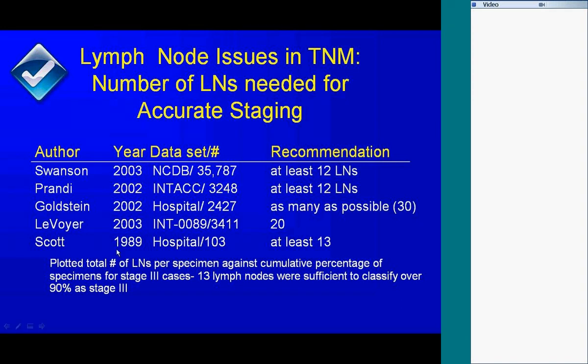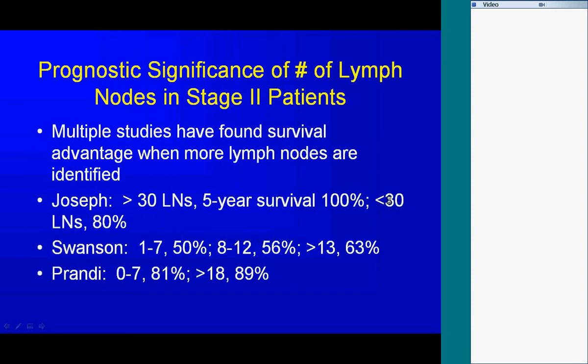And the one that's quoted most often is this Scott paper from 1989, in which they recommended that at least 13 lymph nodes be found. But it really varies from at least 12 to as many as possible, or at least 30. But we have to strike a happy mean here and come up with a realistic number for people that does accurately stage patients.